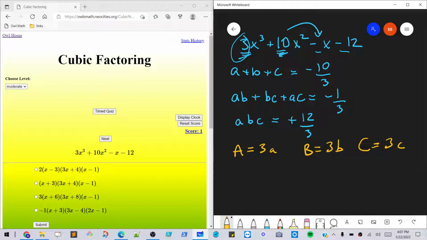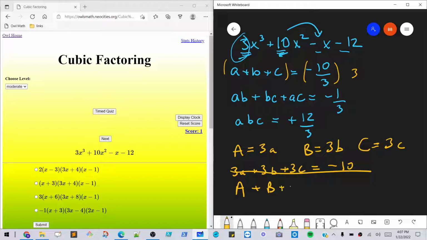I'll write the first one out. So we write this out like this. This is just going to be -10. Because all we've done is actually multiplied both sides here by 3. Okay, so that's going to be -10. So what I really want is to say A plus B plus C equals -10.